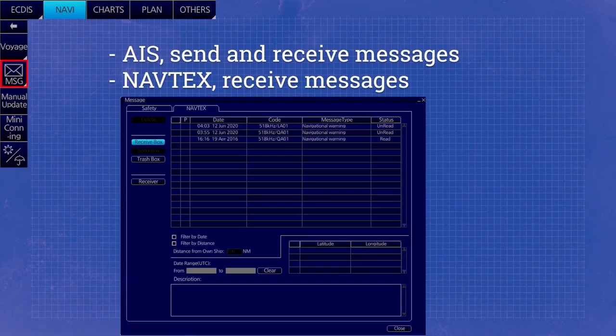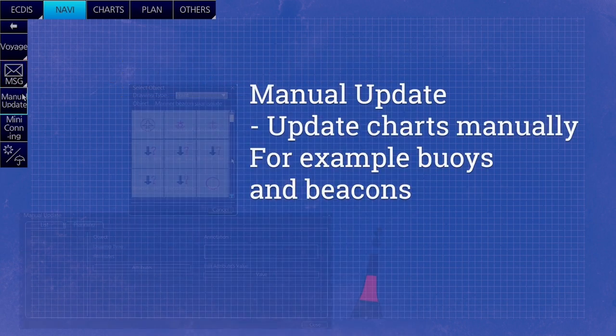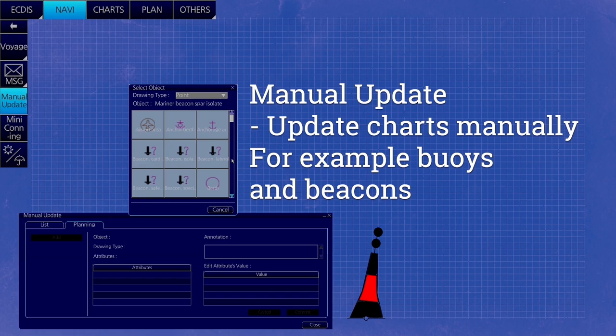Next button is the message button, shown with an envelope. Here you can read the received messages from the AIS and Navtex. You can furthermore edit and send messages on your AIS. The manual update button is where you can update your charts manually, according to broadcasts from VHF or Navtex, or from received T&P corrections.